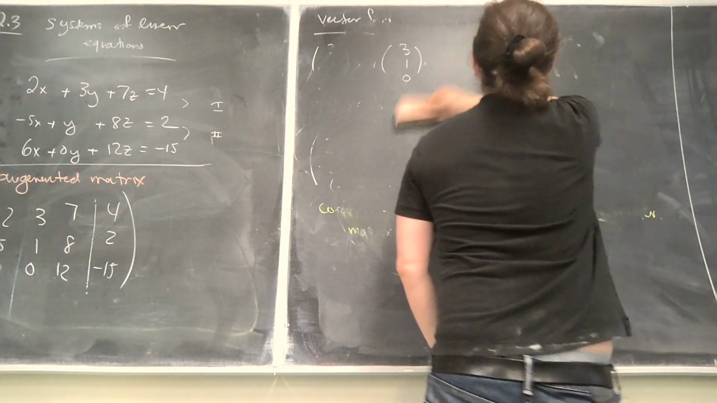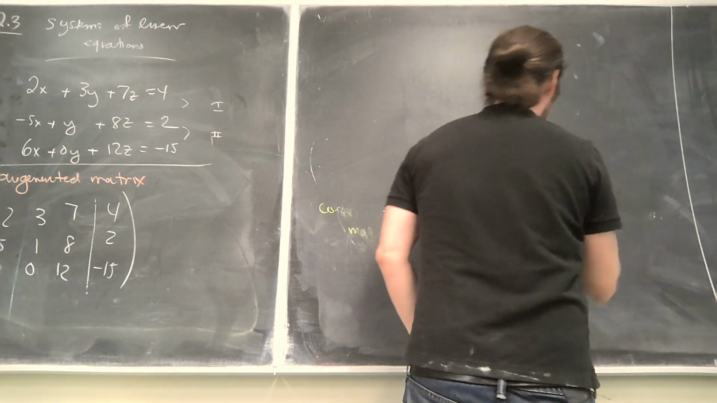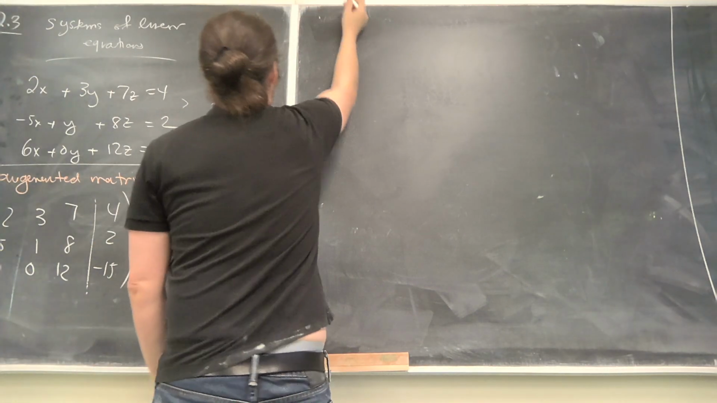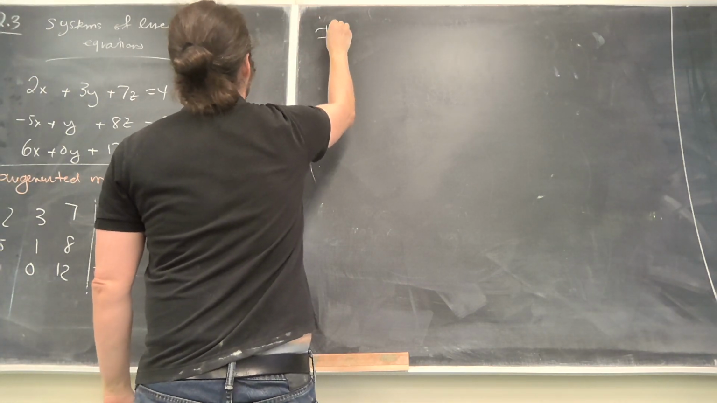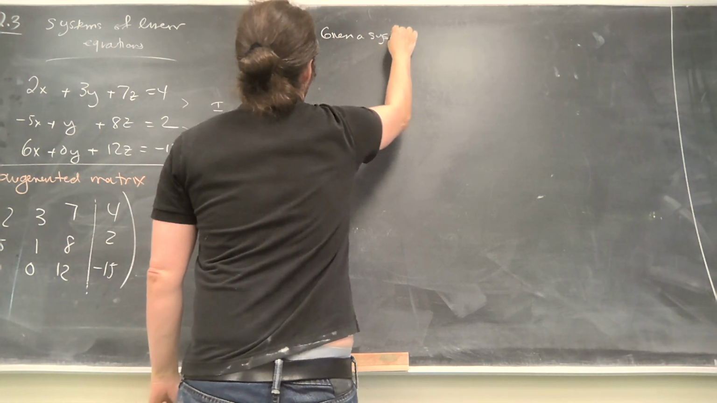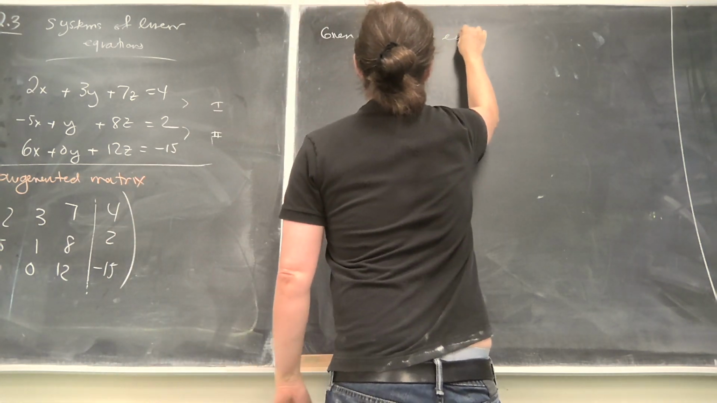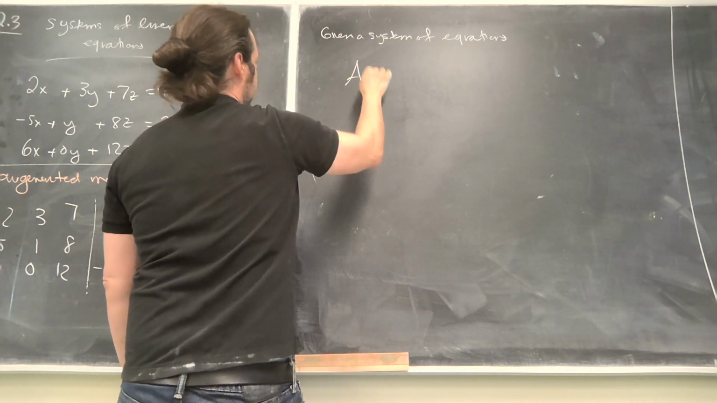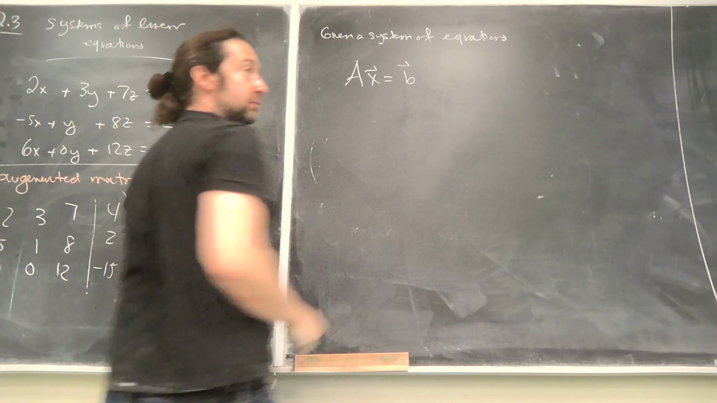There's just a couple pieces of vocabulary that we need to pick up here before we go on to how to work with these things specifically. So if you're given a system of equations, and let's put it in matrix form, so AX is equal to B.